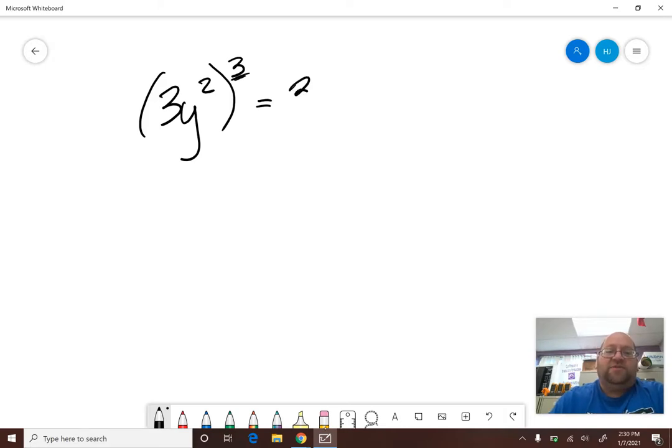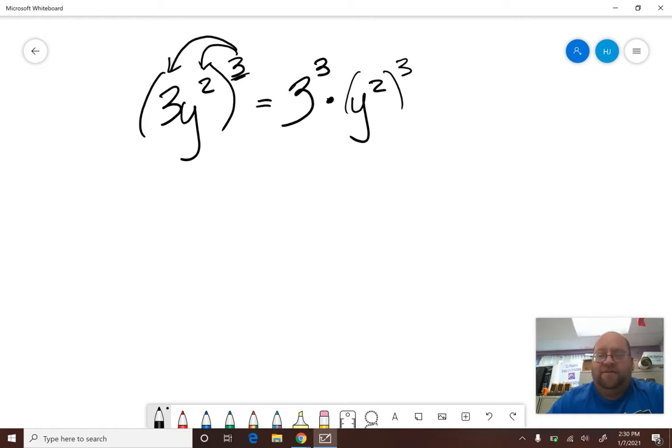So we could also say 3 to the third power, because that exponent has to be applied to the 3 too. We can't just leave the 3 out and just do the variable. So 3 to the third power times y to the second power, but again, that is being raised to the third power. So now you can kind of get an idea of what you do. You need to apply this power to everything that's in here.